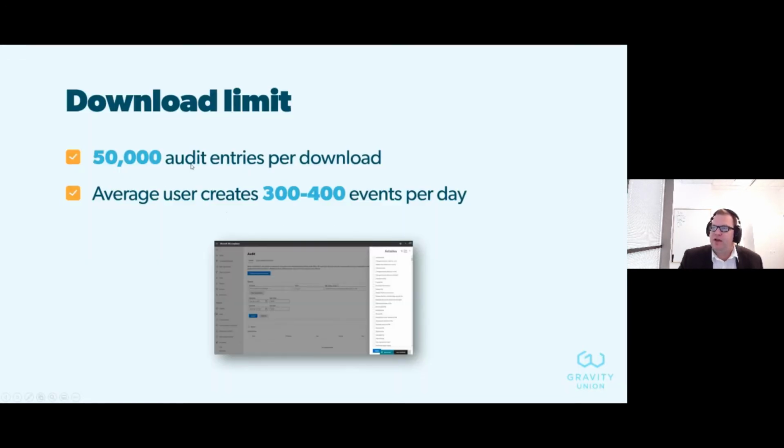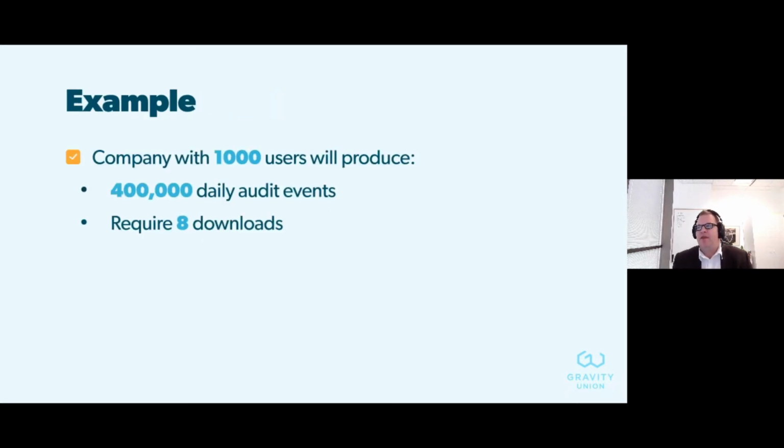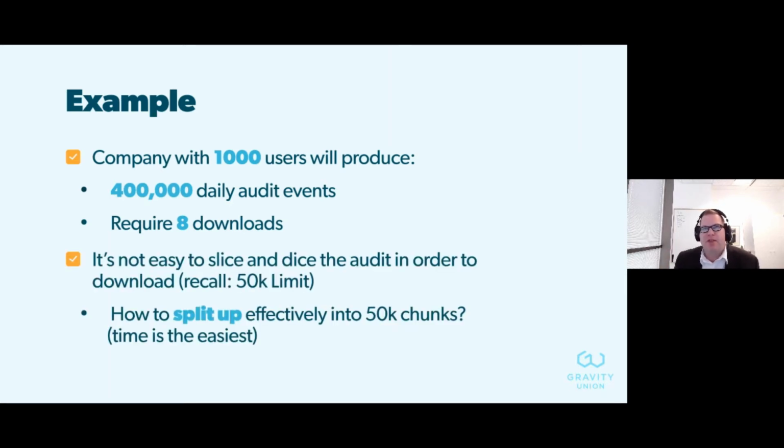Again, there's a 50,000 audit entry per download limit. So if you go into Office 365 and say, hey, give me all my audit entries for a given day, you may not be able to do that. From what we've seen, roughly the average user creates 300 to 400 events per day. So doing some quick math, if you had a company with 1,000 users, you'd be creating 400,000 daily audit events, and you'd have to split that up into 8 different downloads. So it can be kind of tricky.